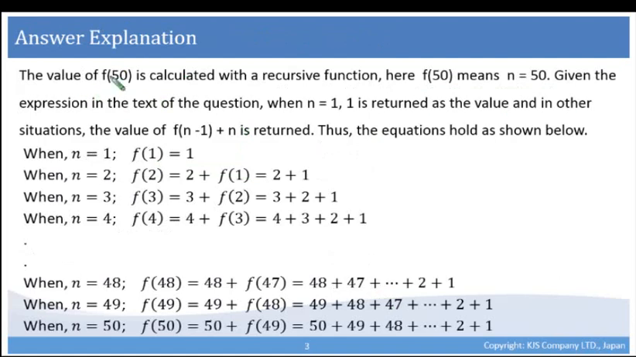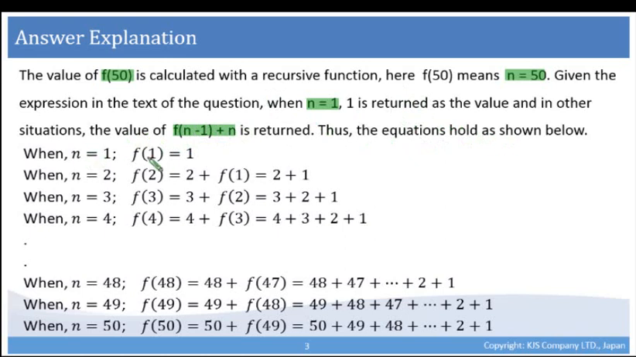The value of f of 50 is calculated with a recursive function. Here f of 50 means that n is equal to 50 from our expression on the previous slide. Given the expression in the text of the question, when n equals 1, 1 is going to be returned, as the value of f of 0 is equal to 0. And in other situations, the value of f of n minus 1 plus n is returned. Thus, the equations hold as shown below.